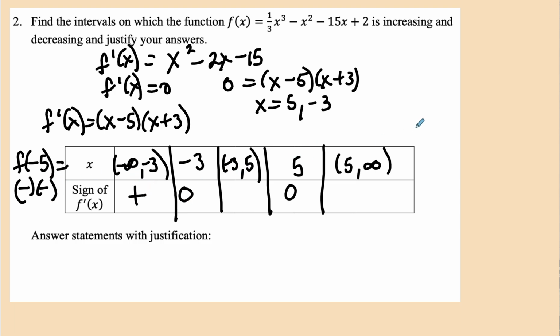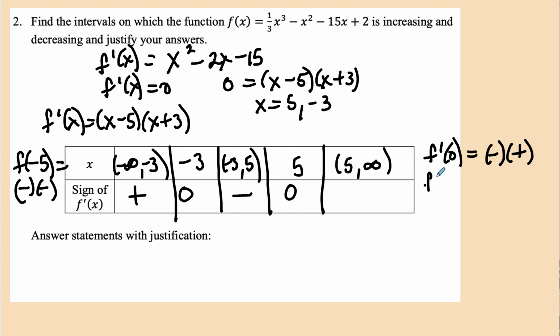All right, and then I'm going to test out a point inside of this interval. I'm going to test out 0. And when I test out 0 in here, that'll be a negative value, and when I put 0 in here, that'll be a positive value. And a negative times a positive is a negative.